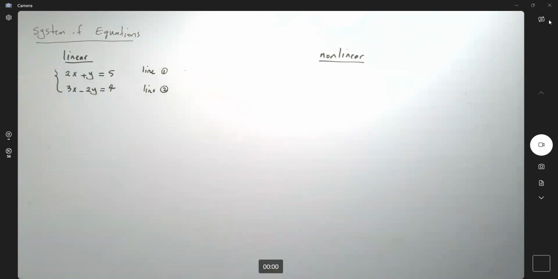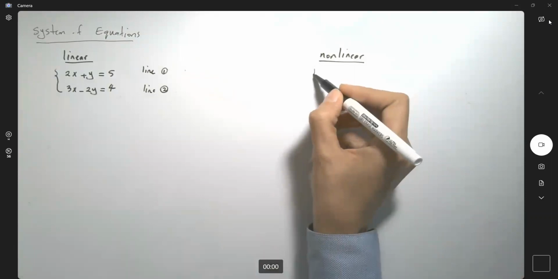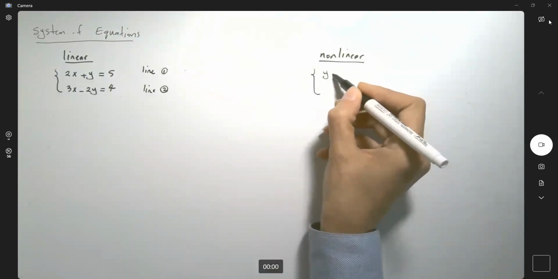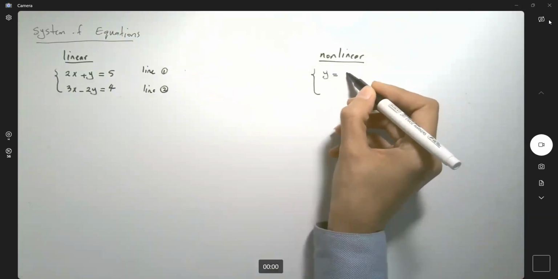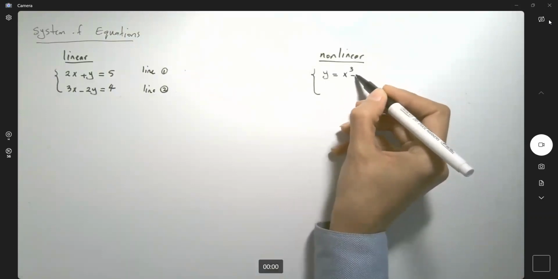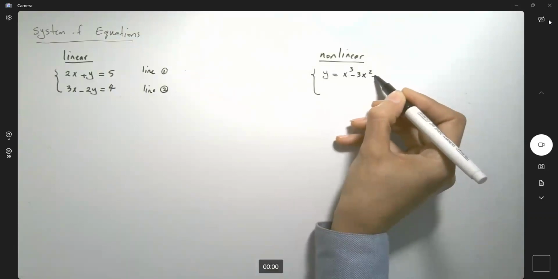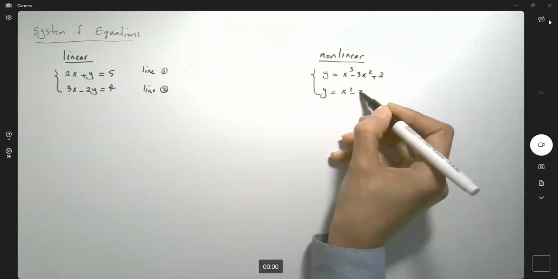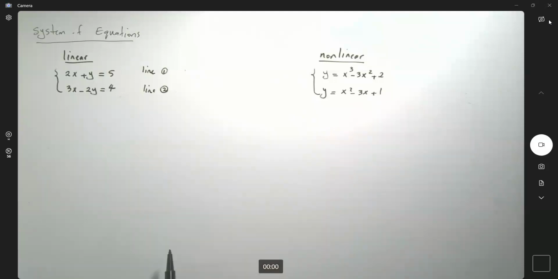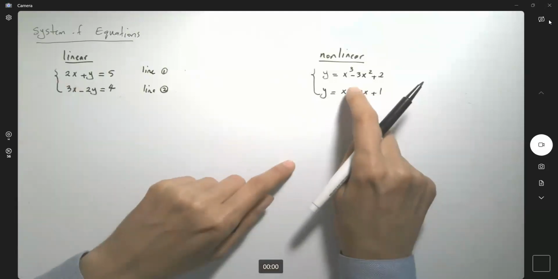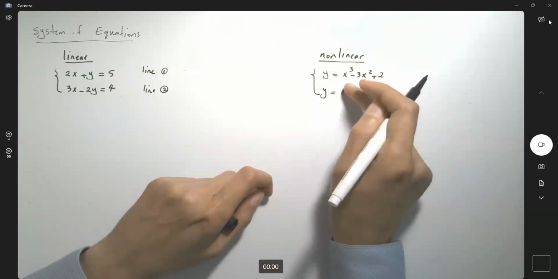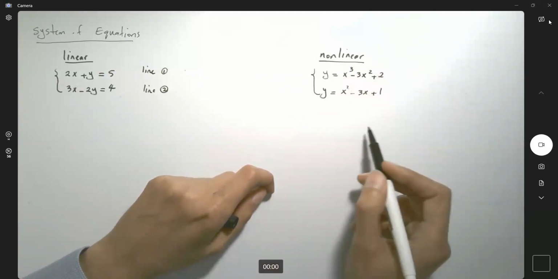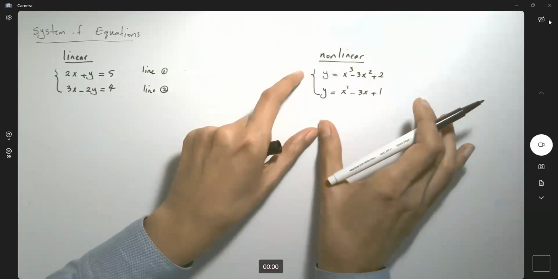When you're talking about system of nonlinear equations, you might end up seeing something like this. y equals x cubed minus 3x squared plus 2, and y equals x squared minus 3x plus 1. These two are non-linear equations. So we have a system of non-linear equations.